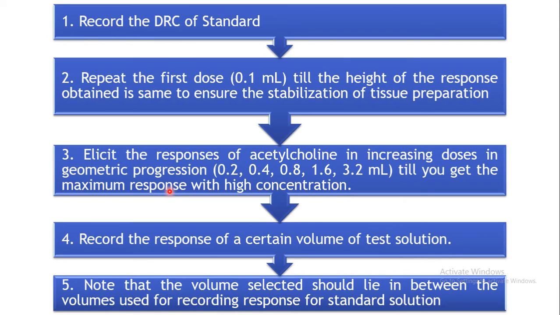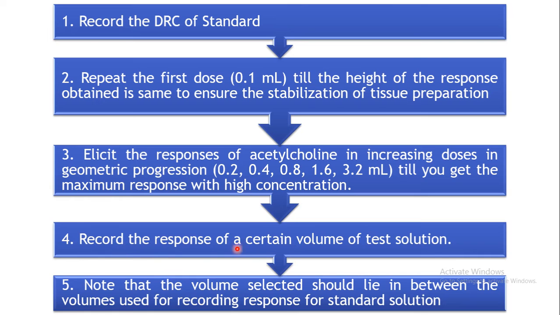Now what do you mean by ceiling effect? The ceiling effect is the one when you increase the dose but it does not produce any increase in the response. Further increase in the response is not obtained. Like, for example, if you get a height of 20 mm with 1.6 and a height of 19 mm with 3.2, the height is decreasing. So that indicates that even if you increase the dose, the height of the response is not increasing. That indicates the ceiling effect. So you may go up to the ceiling effect.